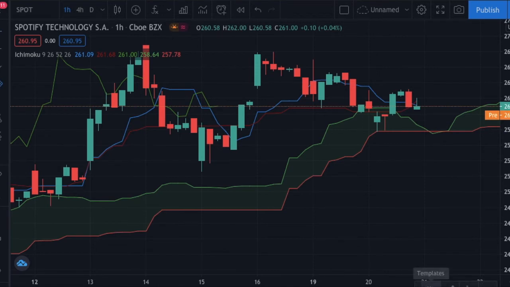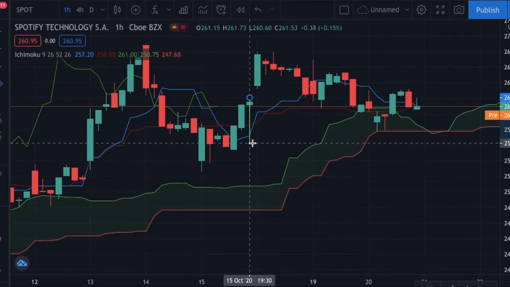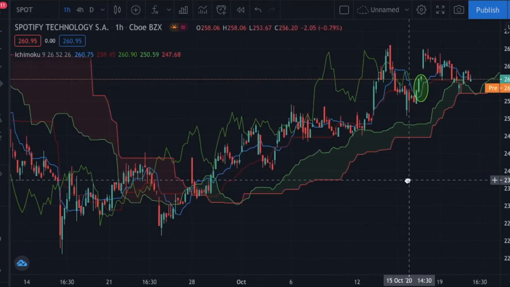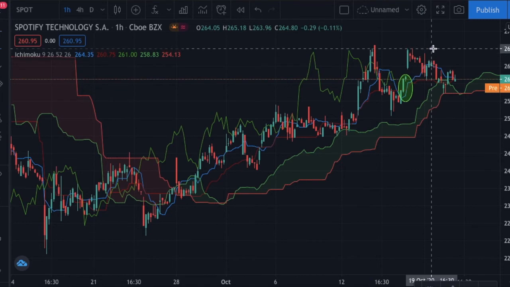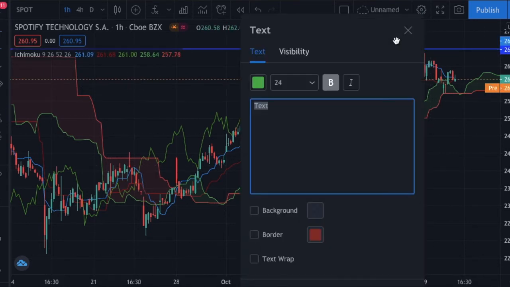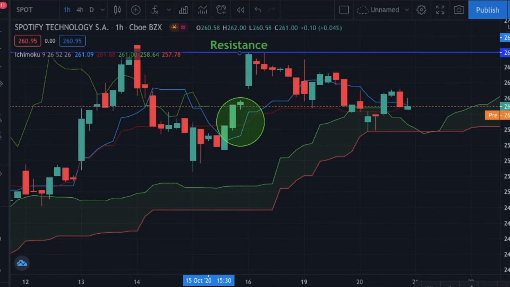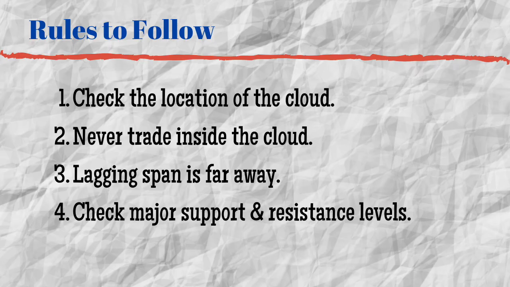For example, you can see that there is a moving average crossover over there above the cloud. But before going long, you should check for major resistance levels, since it would be hard for the price to break the resistance level. As you see, if you had gone long here, your trade would be a mistake since it is close to the resistance level. This mistake can cost you money, so remember to always check for support and resistance areas before opening a trade.